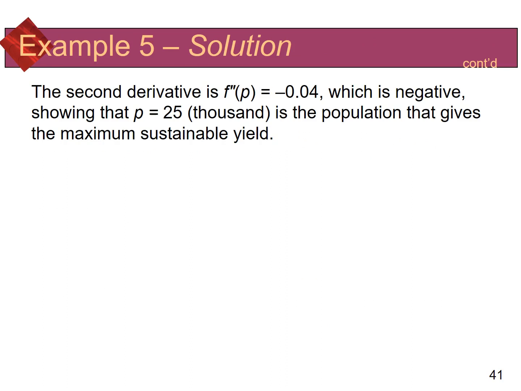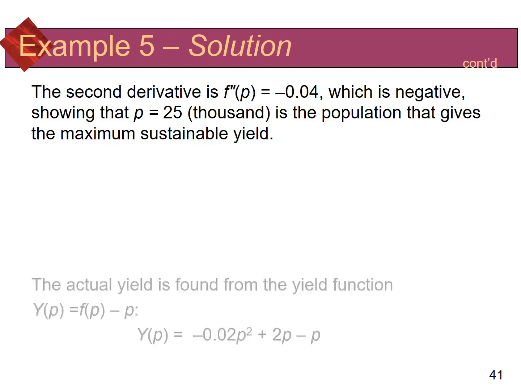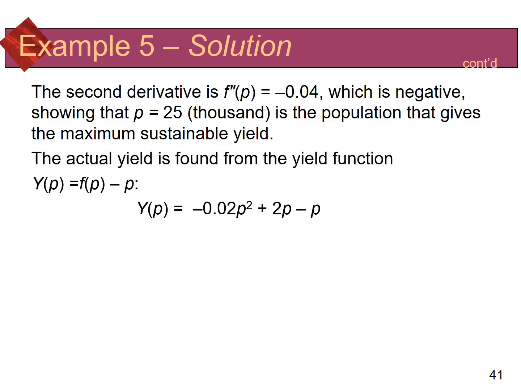So since the f double prime of p equals negative 0.04, that would indicate that we are concave down at p being 25, or any value of p for that matter, which means we are reaching a maximum there. So we do know that 25,000 is the population size that we would like to keep the lobsters at. The yield is going to be f of p minus p.